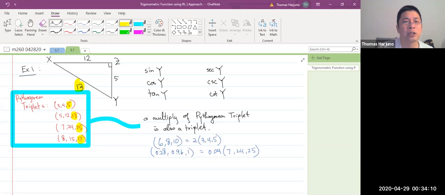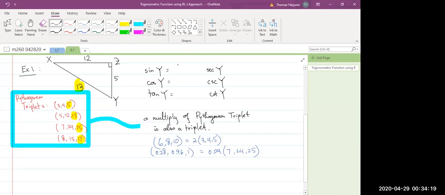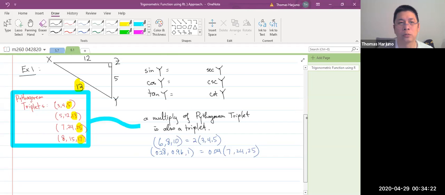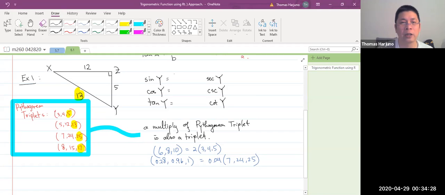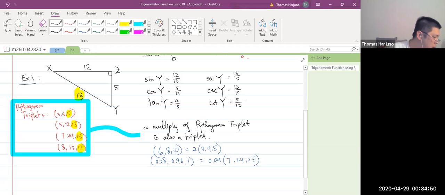Now, go back to that question. Then sine Y will be five over 13? No, no. Oh, 12 over 13. Yeah, 12 over 13 because the opposite of Y is 12, right? So 12 over 13, this is 5 over 13, this is 12 over 5, this is 13 over 5, this is 13 over 12, this is 5 over 12. I believe you have known that one.